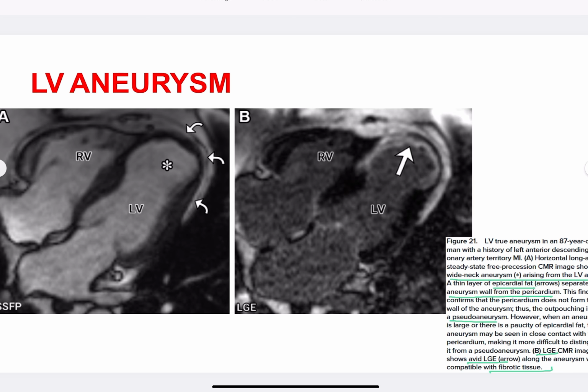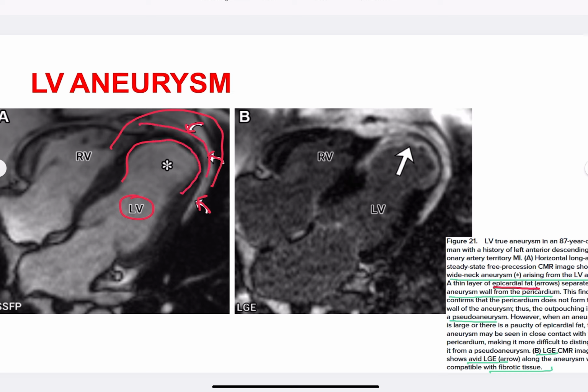Again in this example, here we can see this is the left ventricle, and here we can see this is the outpouching from the left ventricular apex. One more thing to see here is to focus on the arrows. Here we can see there is presence of this epicardial fat. Okay, there is this thin epicardial fat layer which is separating the aneurysmal wall from the pericardium.